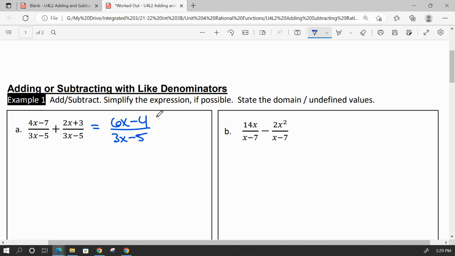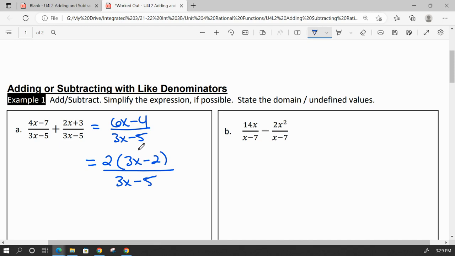Well, if I'm going to simplify this, I would have to factor the numerator. If I factor this numerator, I could factor out a 2, because both 6 and 4 can be divided by 2. So I can factor out a 2. Actually, I'm going to put this below it. So put the 2 on the outside. And then if I divide both of these by 2, I'll get 3x minus 2 in parentheses. The denominator is still 3x minus 5.